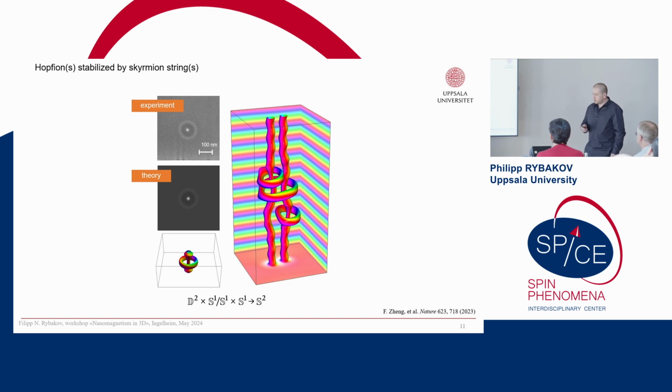Okay, now let's go back to our result. On one hand, this is experimental confirmation that we indeed have stable hopfions in magnetic crystals. On the other hand, what we found was unexpected from the theory, because the hopfions we have are connected with skyrmion strings. And this is very unusual.